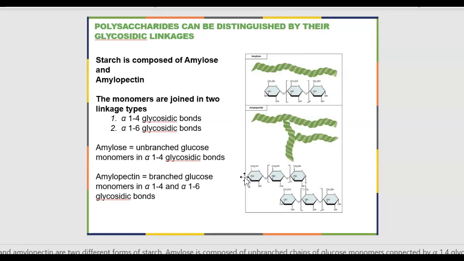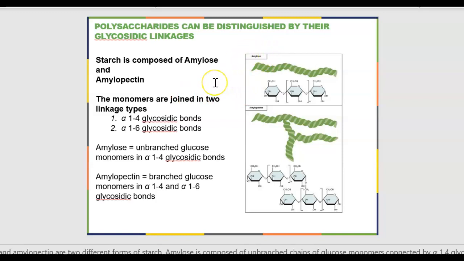So let's look at some examples. A common example of a polysaccharide is starch. And starch is composed of two types of monosaccharide units. So there's amylose and something called amylopectin, and these are joined in a very particular way. So this is the amylose one up here.